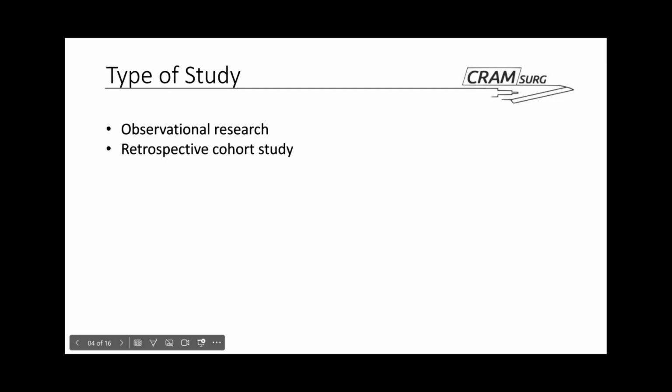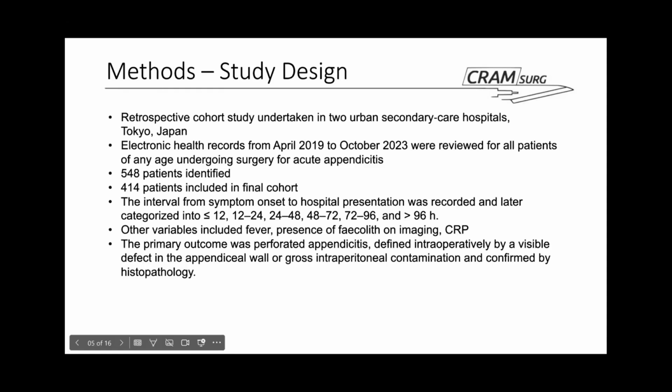This is an observational research study, retrospective cohort study, but we did not find any groups of cohort here, so we'll say retrospective observational study. It was undertaken in 2 urban secondary care hospitals in Tokyo, Japan. Electronic health records from April 2019 to October 2023 were reviewed for all patients of any age who were having surgery for acute appendicitis.